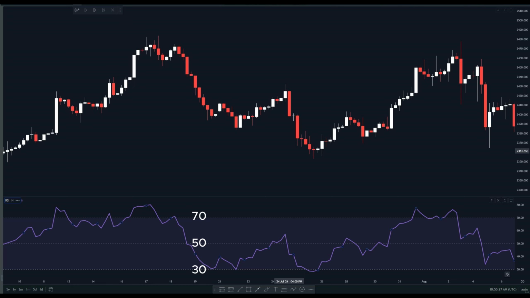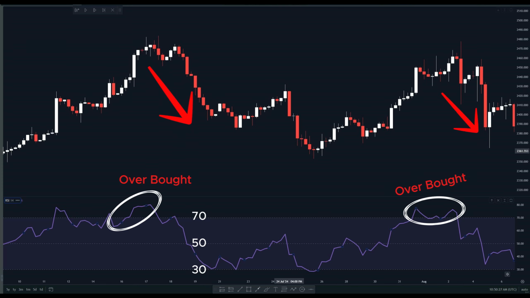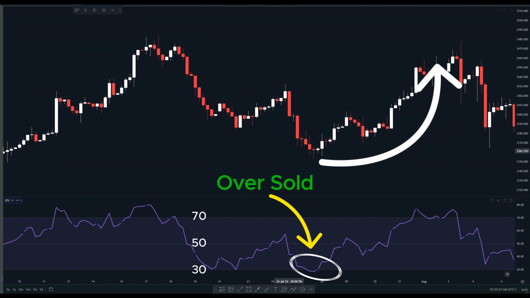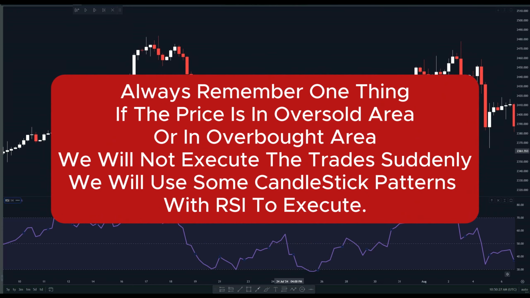The main purpose of RSI is to tell us the overbought and oversold areas. Now look here, if the RSI line crosses above the 70 level of RSI, it means that the market is in overbought condition, and we can expect a dump from here. And if the RSI line crosses below the 30 level of RSI, it shows that the market is in oversold condition, and we think that price can go up from here. Always remember one thing. If the price is in oversold area or an overbought area, we will not execute the trade suddenly. We will use some candlestick confirmations to execute the trades more accurately.